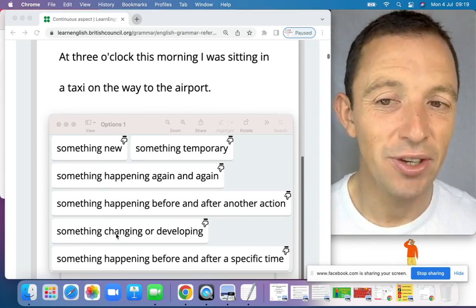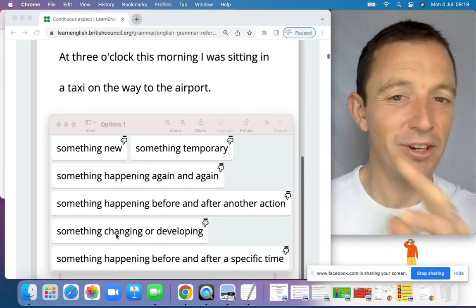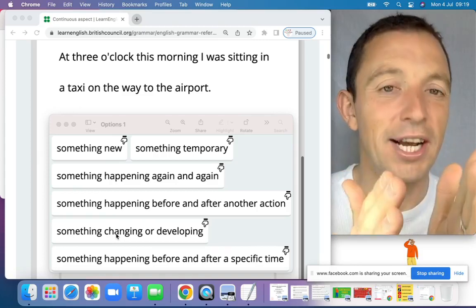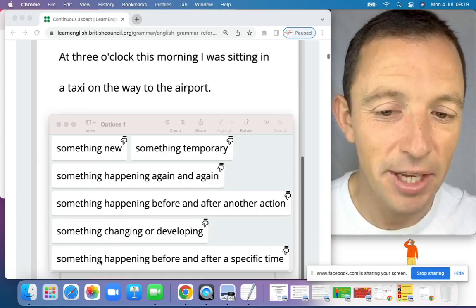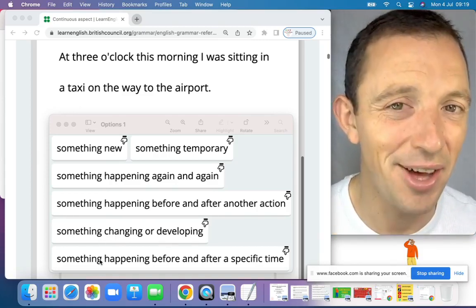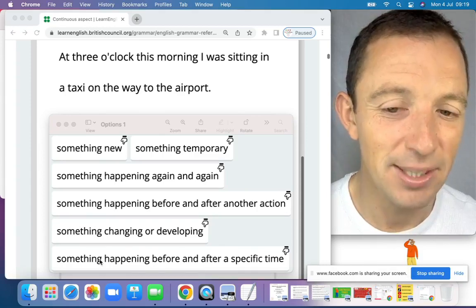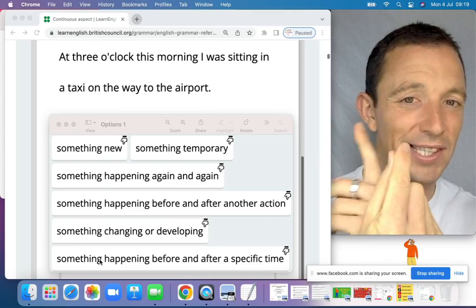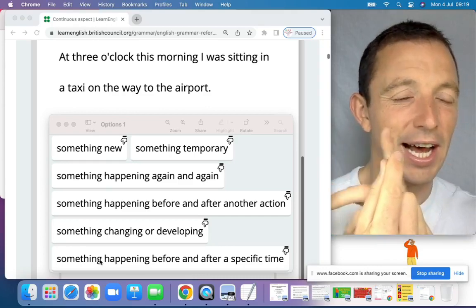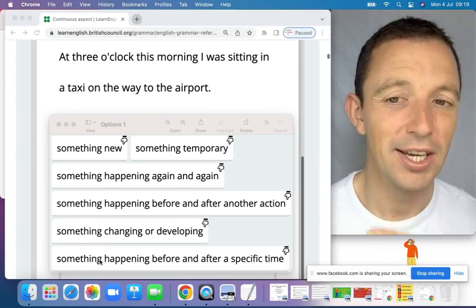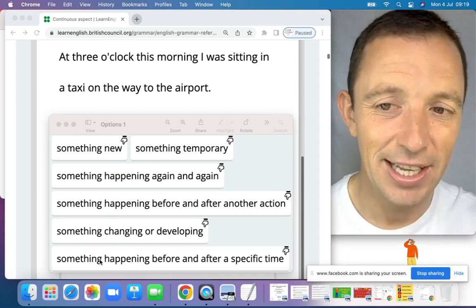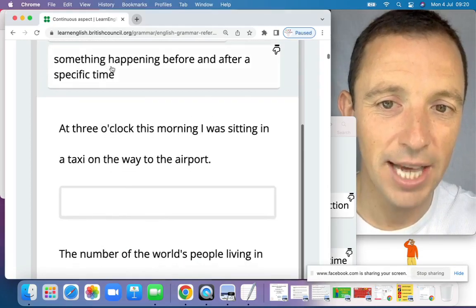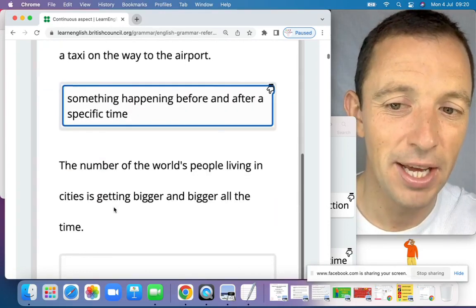Something changing or developing. Is this changing or developing? Not really, because it's in the one direction. And something happening before and after a specific time. Yes, the specific time is 3 o'clock. At 3 o'clock this morning, I was sitting in the taxi before and after this particular moment. So I think clearly the last option is something happening before and after a specific time.